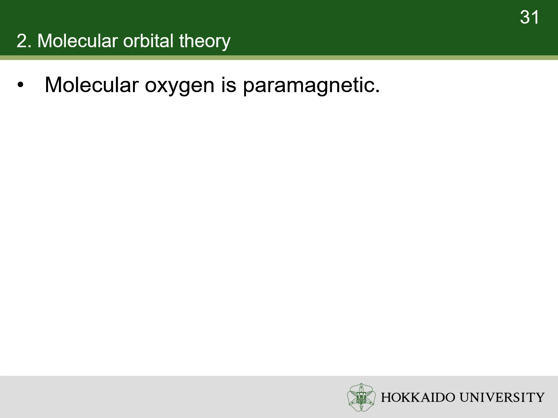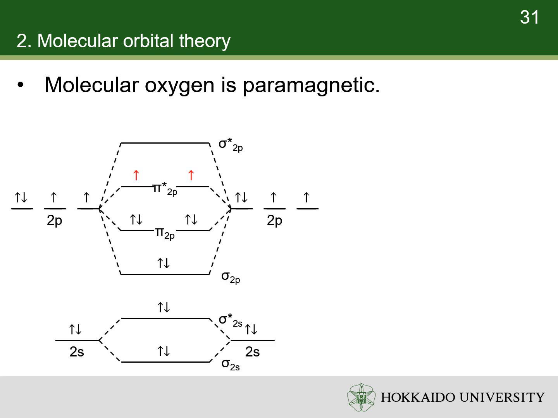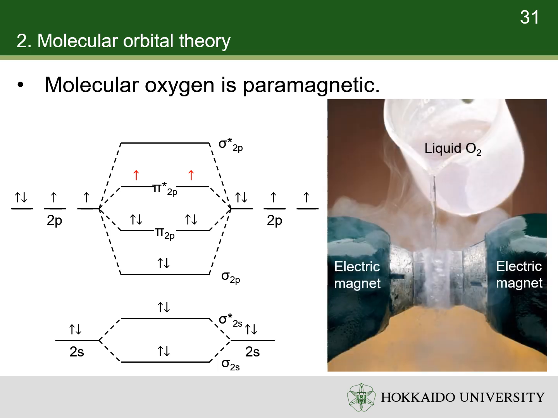Molecular oxygen is a good example of paramagnetism. It has unpaired electrons in its antibonding pi 2p orbitals. When liquid oxygen is poured into the gap between the poles of a pair of strong magnets, the liquid is contained in the gap owing to its paramagnetism.